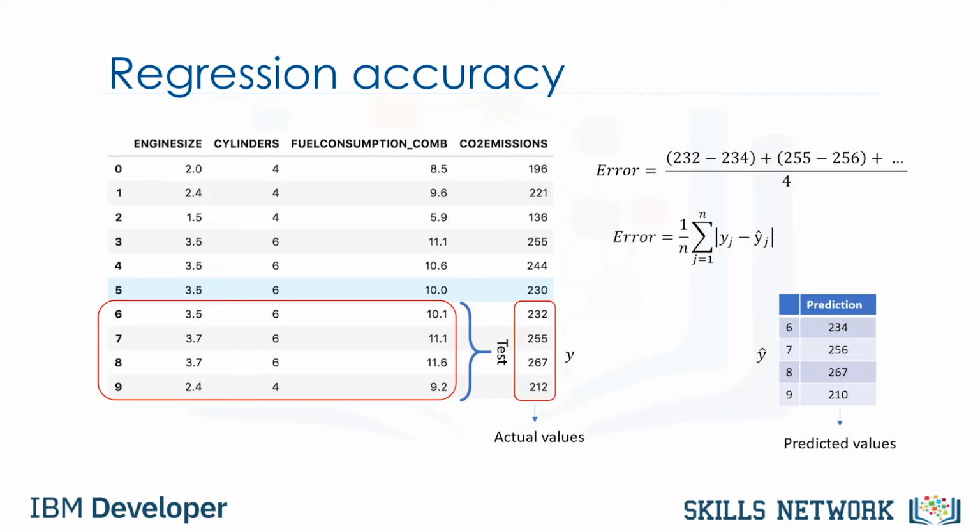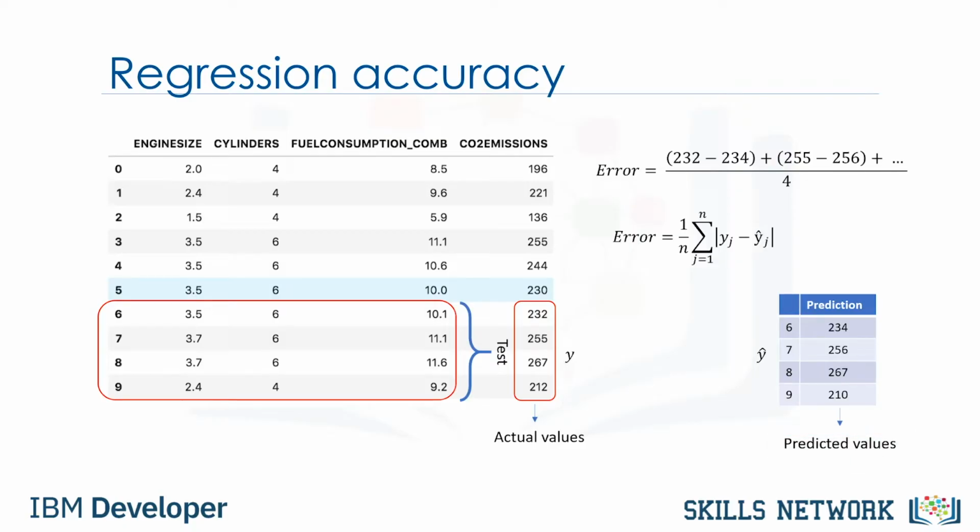Evaluation metrics are used to explain the performance of a model. Let's talk more about the model evaluation metrics that are used for a regression. As mentioned, basically we can compare the actual values and predicted values to calculate the accuracy of a regression model.